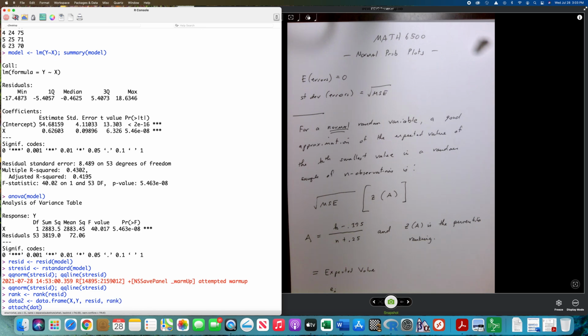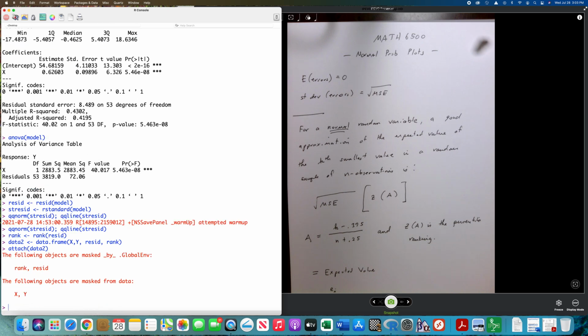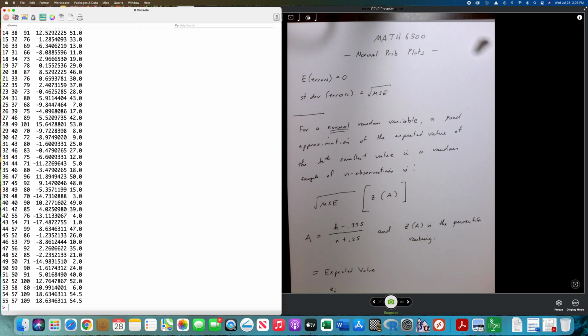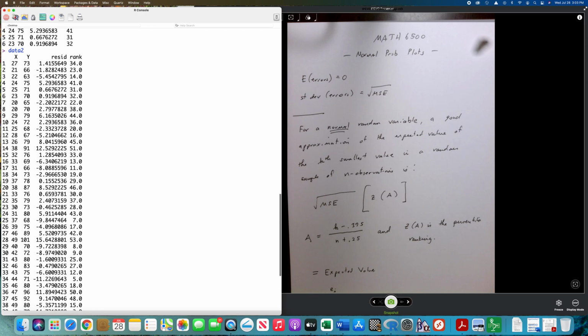So I can attach data 2, and I can do head data 2, and you get to see what we get. In other words, for the first subject who had X equal 27, Y equals 73, they have a residual of 1.42. Well, that would be the 34th rank. I hate to clutter things up, but I think this is needed in this case.